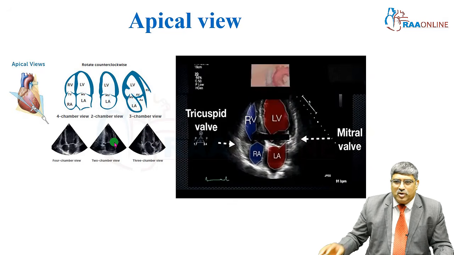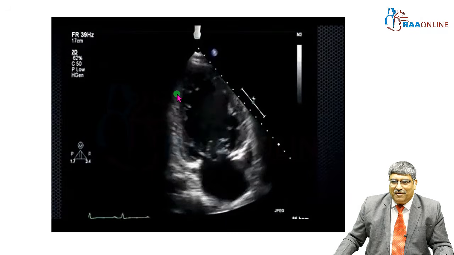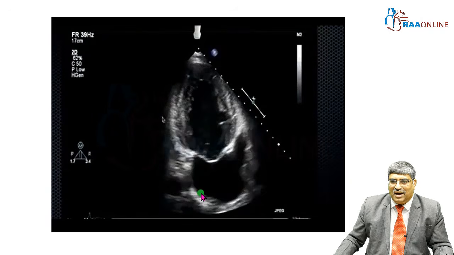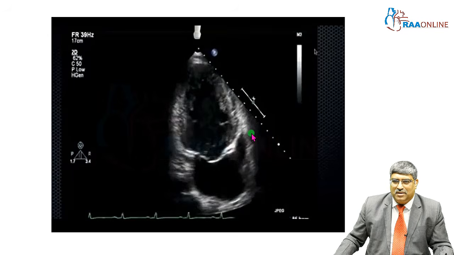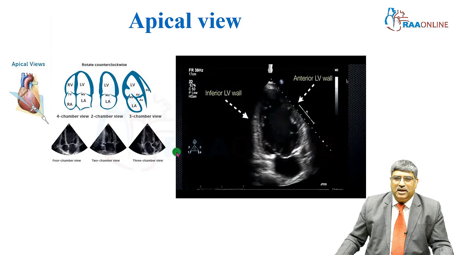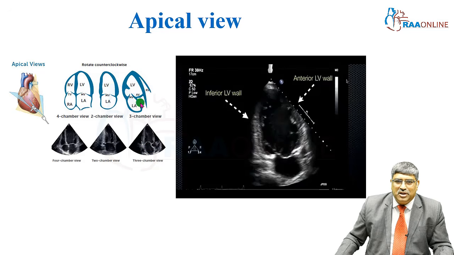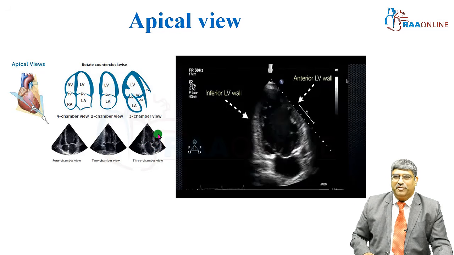Then as you rotate the probe counterclockwise at 90 degrees, you get the 2 chamber view. Here you have the left ventricle, mitral valve and the left atrium, and this is the anterior wall. And this will be the inferior wall. Then as you rotate the probe another 90 degrees, you get what is the 3-chamber view. Here you have the left atrium, left ventricle, and here you have the aortic valve and the aorta, and you can have the right ventricle here. So that is the 3-chamber view.